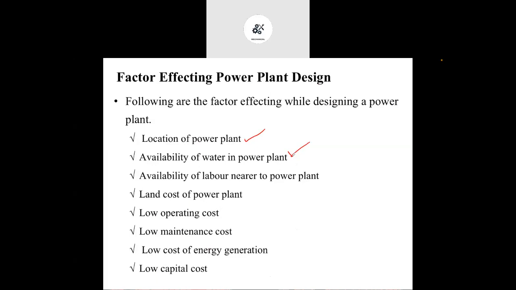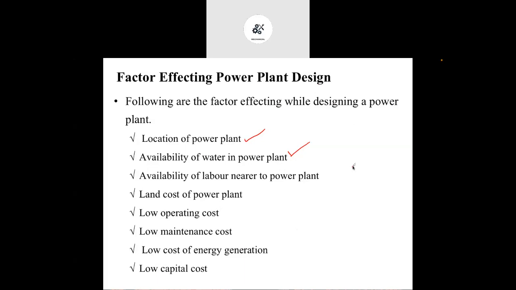Next, diesel power plants or gas power plants. In that case also we require water, in the cooling towers or in the condensers. So the availability of water is most important whenever we consider a power plant. That's why you can see that most of those power plants, whether a thermal power plant or a nuclear power plant, are installed near the coastal area.